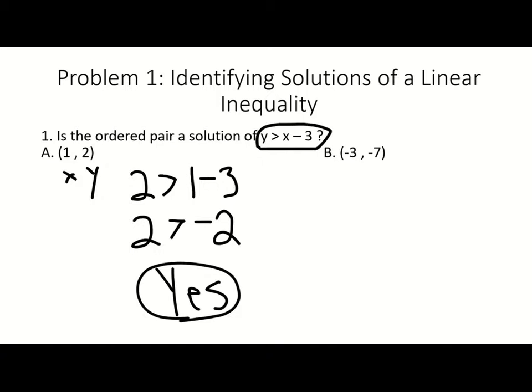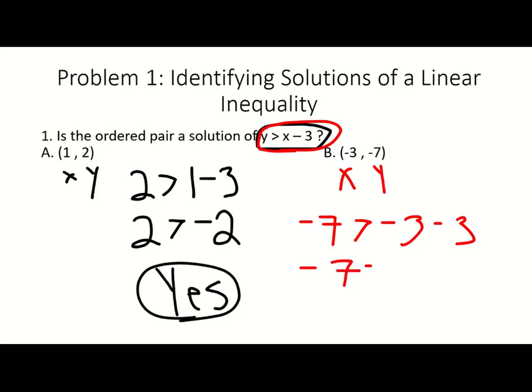Now, in part B, we want to see if the ordered pair negative 3, negative 7 is a solution. So using the same inequality, y is greater than x minus 3, I'm going to plug in x is negative 3 and y is negative 7. So is negative 7 greater than negative 3 minus 3? Simplify. Is negative 7 greater than negative 6? No, it is not. So no, negative 3, negative 7 is not a solution to the inequality y is greater than x minus 3.